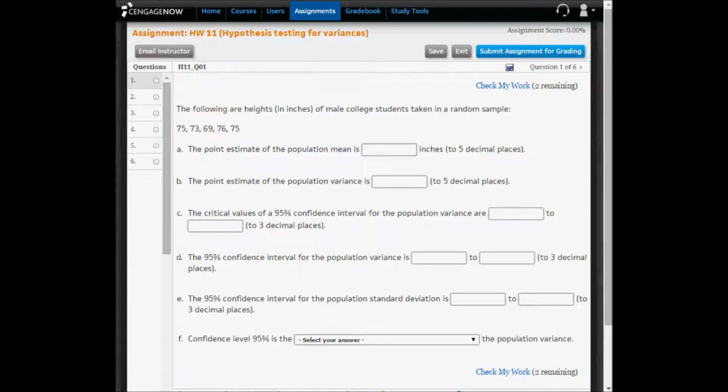I'm going to demonstrate how to do the homework problems for Chapter 11 in BQM. In question 1, we're given a sample of 5 observations. So I'm going to copy this sample into Excel.